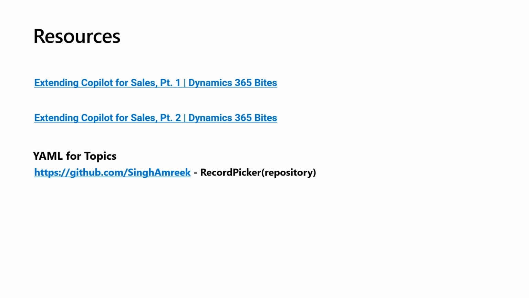I think the most important part of extending Copilot in sales is the understanding of our context variables. If you missed anything, please go to my repository, look at the YAML, and you can figure out some of the variables I have used in these topics.